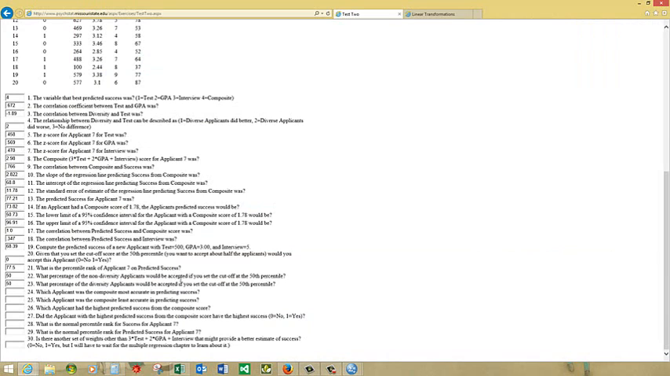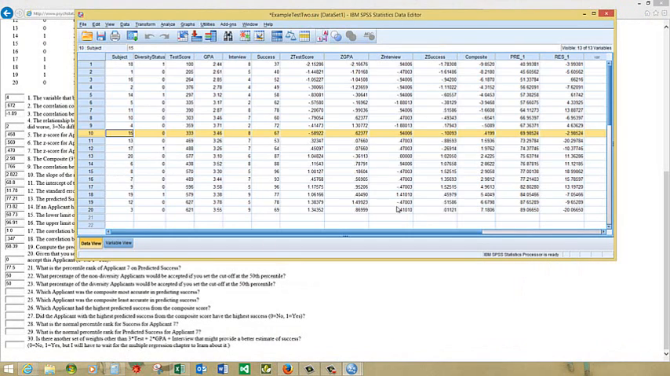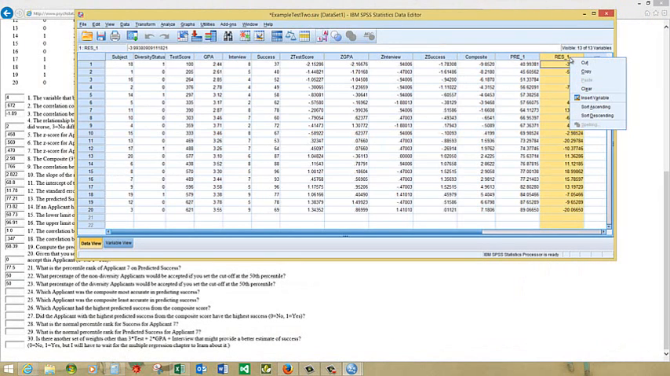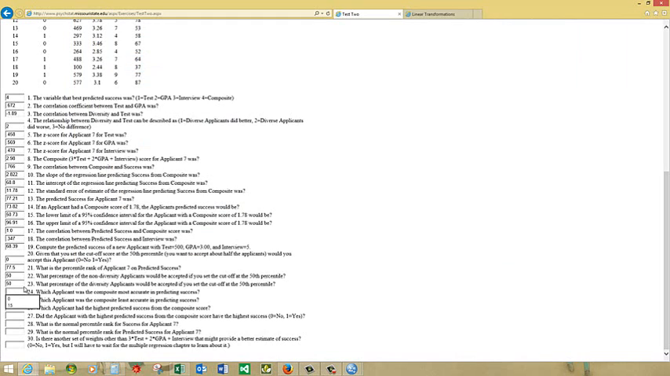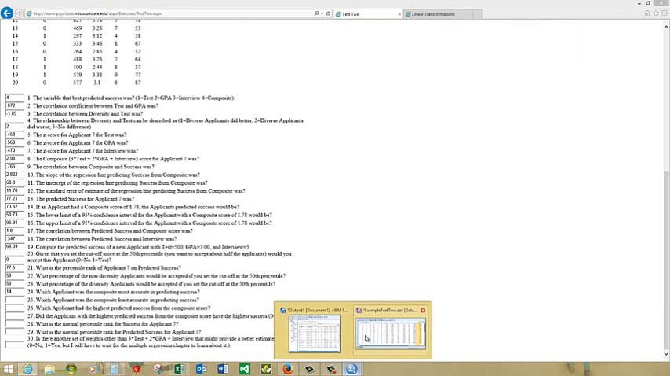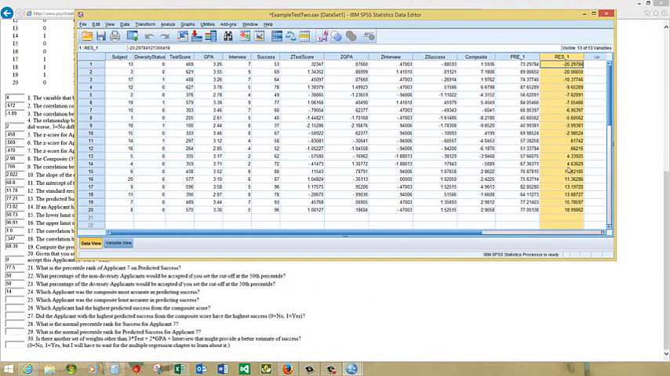Which applicant was the composite the most accurate for? All right, we're going to look at residuals, and we're going to just sort those. The most accurate would be the smallest residual, taking the absolute value, and it looks like applicant 14. The least accurate in predicting, going back to our data, with the largest absolute value looks like subject 13.